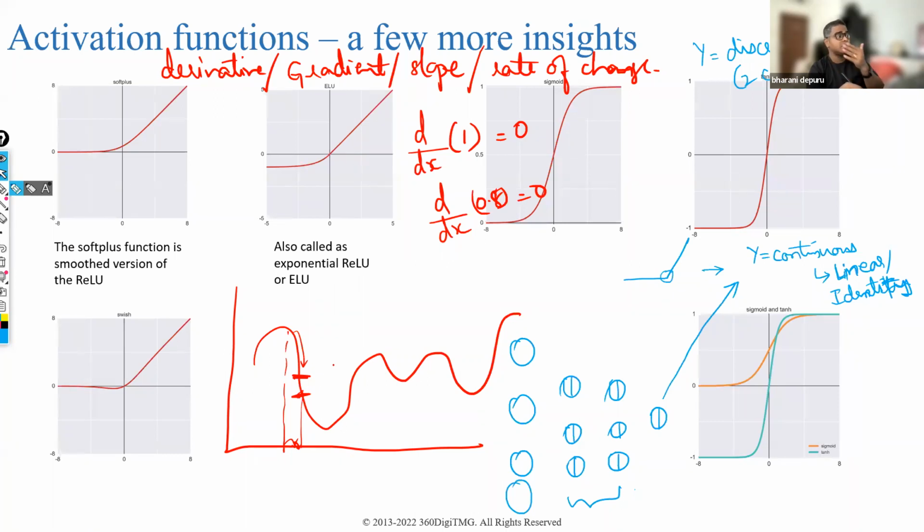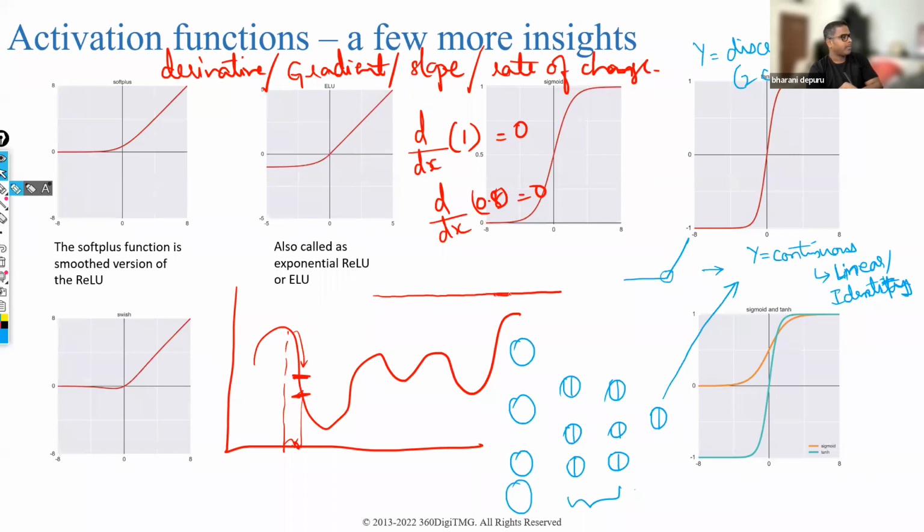When the output is the same value, that means there is no change. There is no derivative. It will remain the same. If whatever values you give as an input to sigmoid or tanh, if you keep getting the same value, then there won't be any change. Slope will be same. That means derivative is 0. Rate of change is 0.